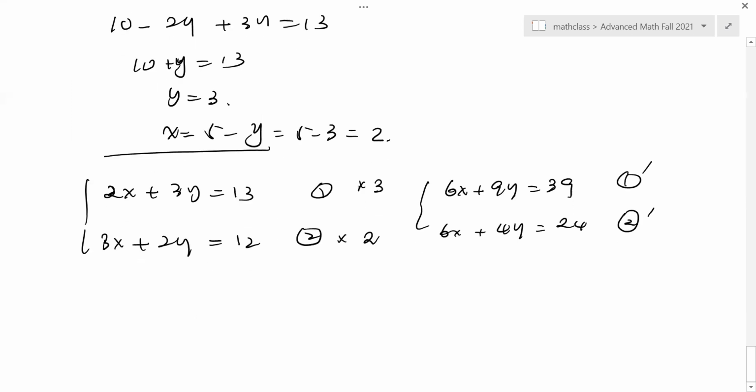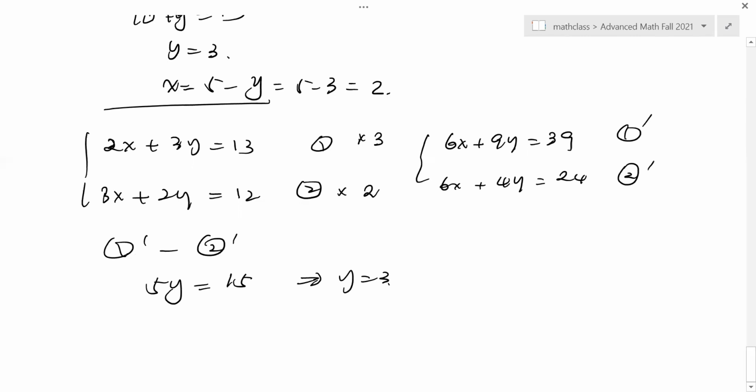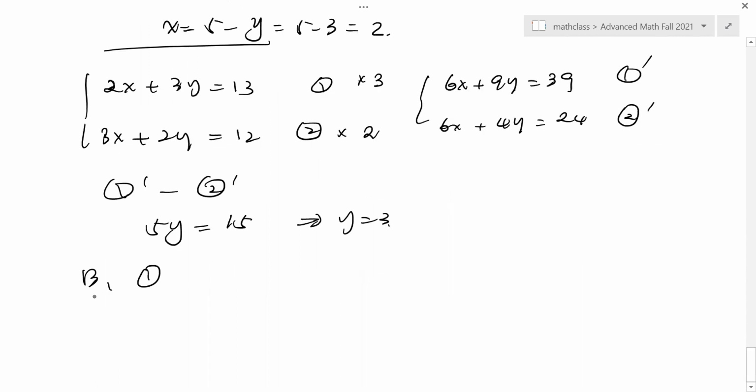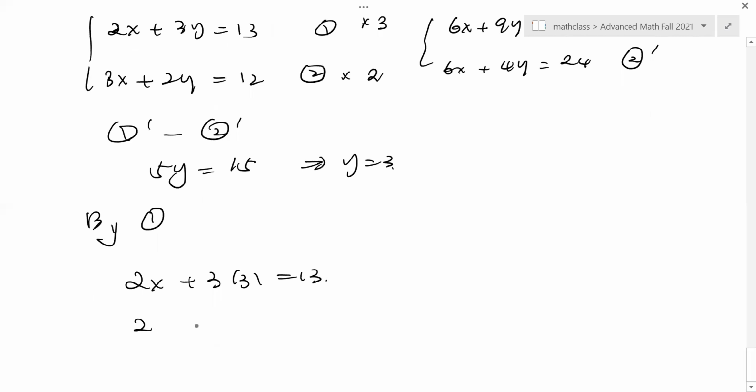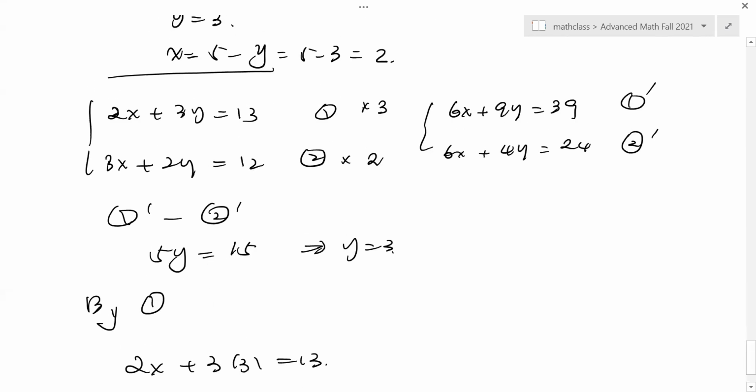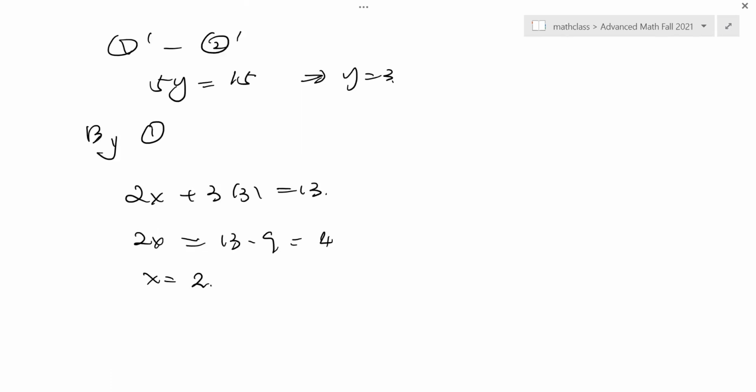So that is the multiplied equations. Now you can do subtraction, equation 1 minus equation 2. So 6x is gone, 9 minus 4 is 5y, and 39 minus 24 is 15. That implies y equals 3. Once you get y, you can use the original equation 2x plus 3y equals 13 to get x. So 2x equals 13 minus 9, which is 4, and x is 2. X should be equal to 2, right? All right, so that's called the elimination method, and it still works.